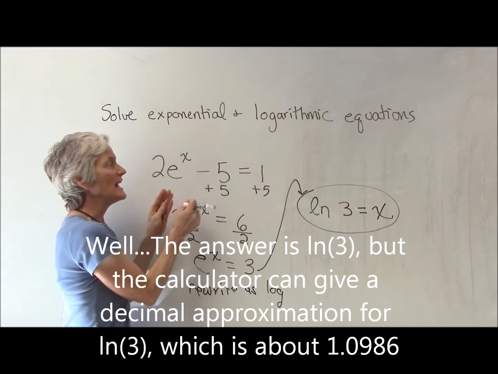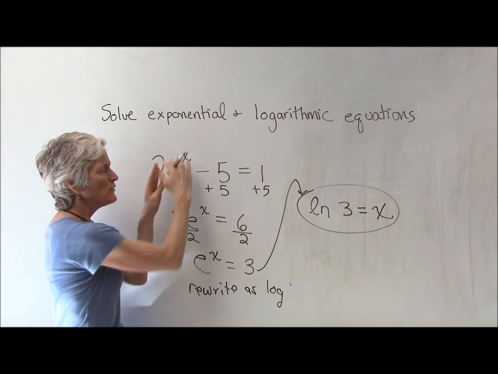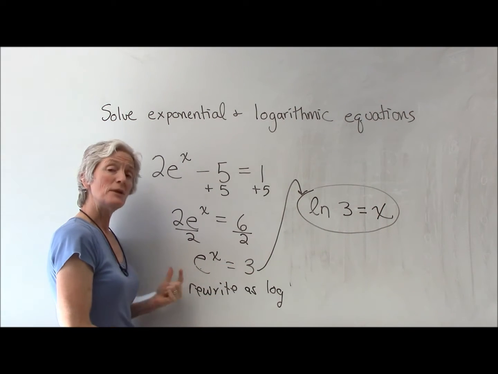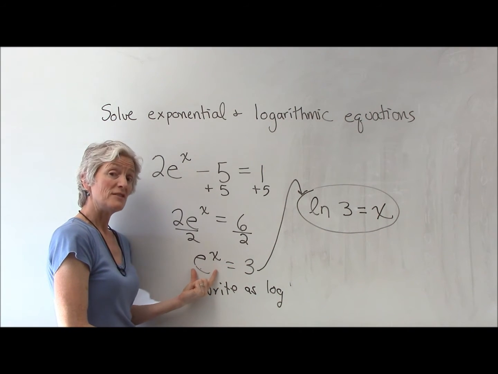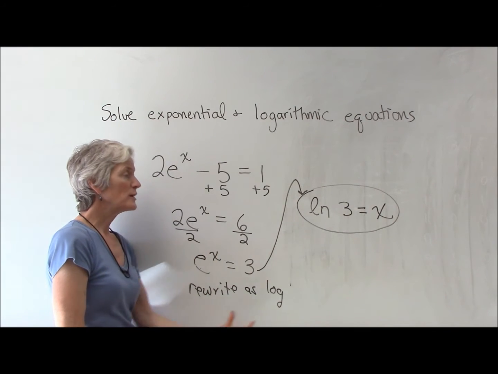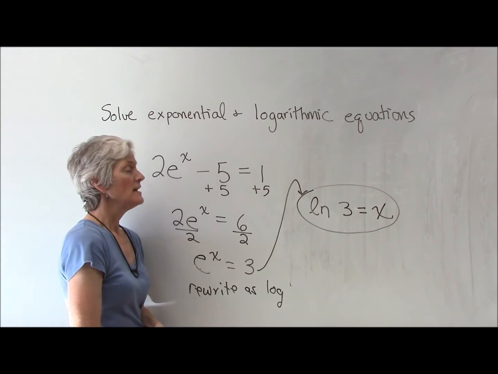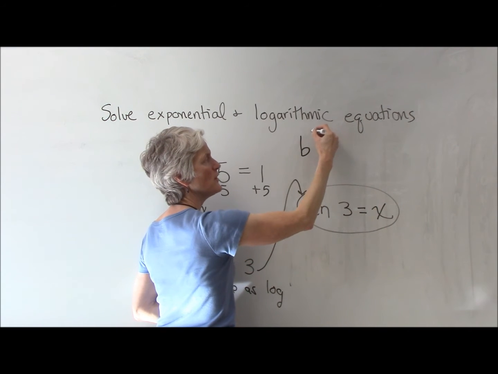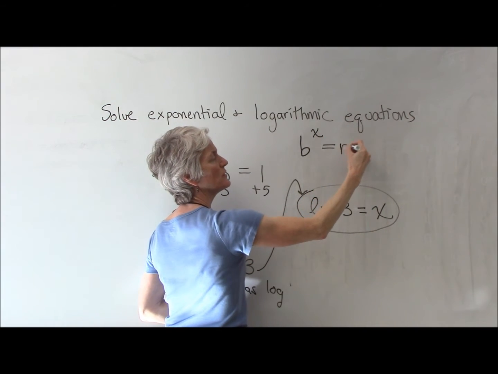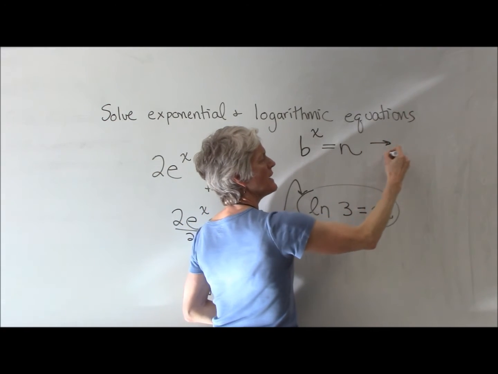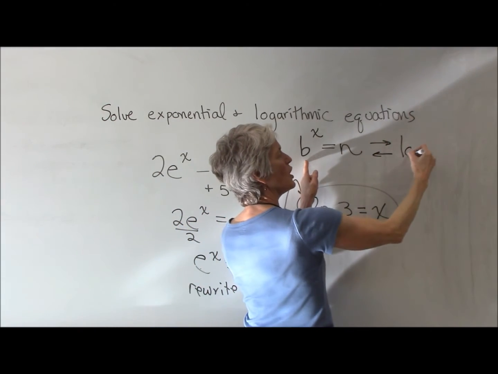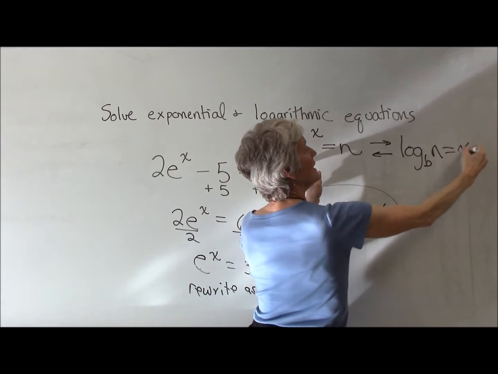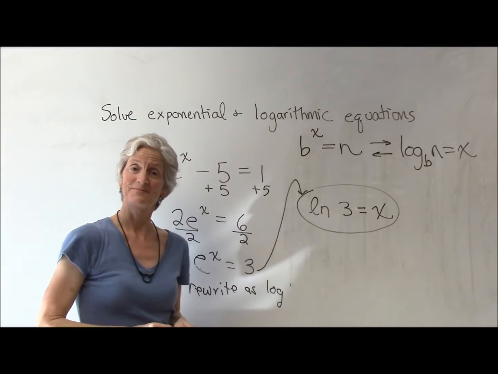So again, we solve an equation like we solve most equations. We want to isolate the thing we're solving for. So I first added 5, I divided by 2, then when I'm left with my exponential piece already by itself, I can rewrite that as a log. And for those of you who need some reminding, remember if you have b to the x equals n, that's the same thing in logarithmic form as log base b of n equals x.